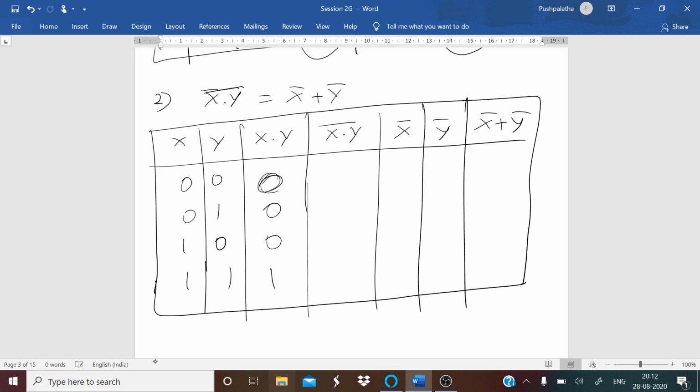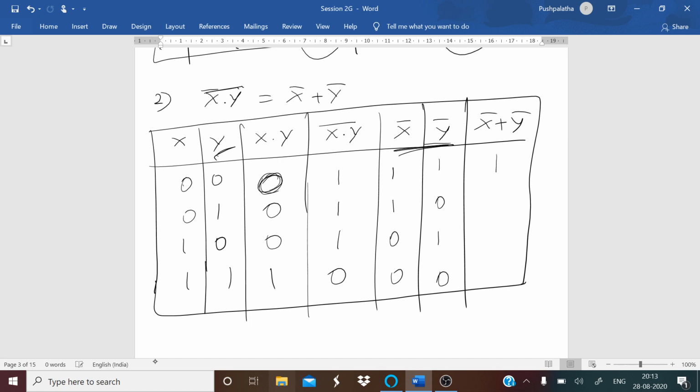Okay. Next, x into y the whole bar, that is opposite of x into y. 0 becomes 1. 0 becomes 1. 0 becomes 1. 1 becomes 0. Then x bar, the opposite of x here. That is 0 becomes 1. 1 becomes 0. In the same way, go for y bar here. Opposite of y. 0 becomes 1. 1 becomes 0. Now add these two, x bar plus y bar.